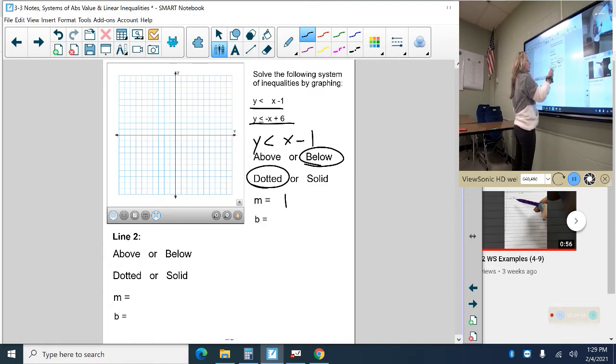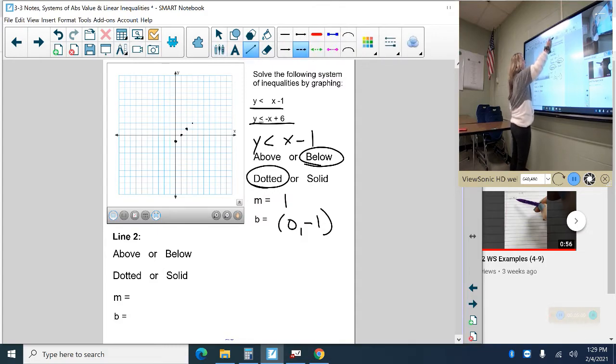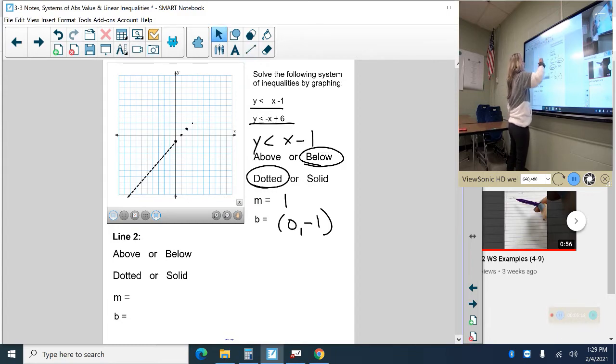What is the slope? 1. What is the y-intercept? 0, negative 1. Because if you look, m is 1, b is negative 1. So when I go to graph, I'm going to start at my y-intercept, 0, negative 1, which is right here. And I'm going to go up 1 over 1 here. So I'm going to draw a dotted line. And it looks like this.